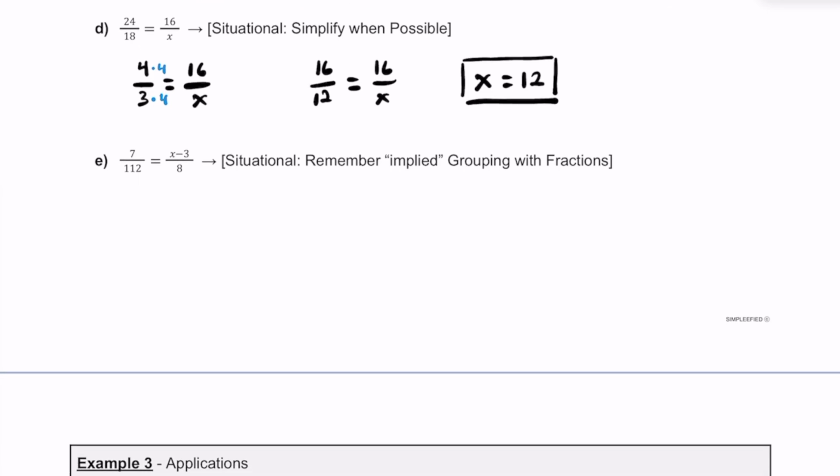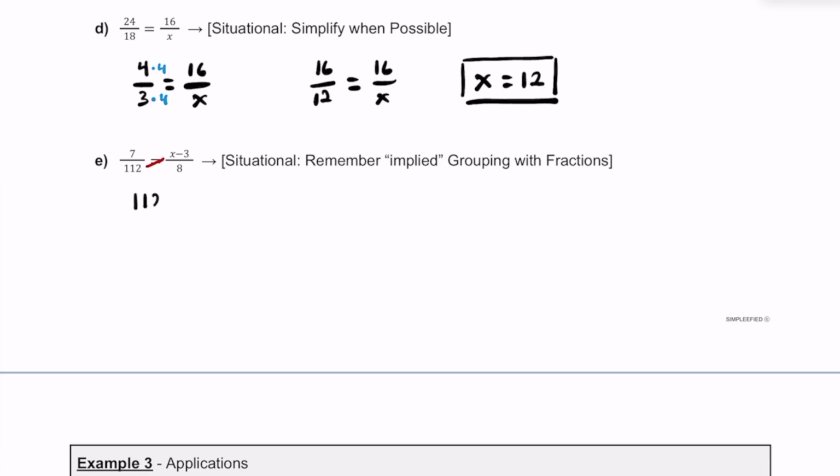All right, what if we have some expressions here? So notice over here we have not just x, but we have this x minus 3. So this one's situational, but remember that there are implied grouping symbols with fractions, so this part is going to be grouped together, right? I'm not going to write it, but you should know that it is there. Now in these particular scenarios, I think cross products is probably the most straightforward way to solve these.